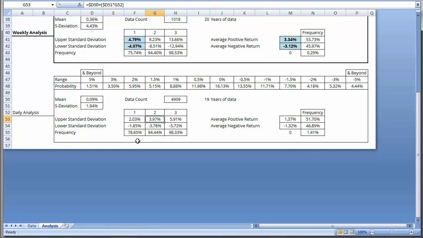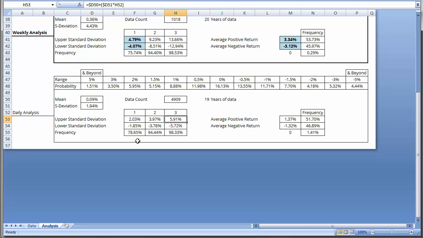So if we then look at two standard deviations, you can see that covers 94% of our data set, and price either moves up or down 4%. And then if we look at 3 standard deviations, so I suppose that's a very extreme volatile day, that's capturing 98% of all historical moves. You can see that price has never moved above or below 6%, right?